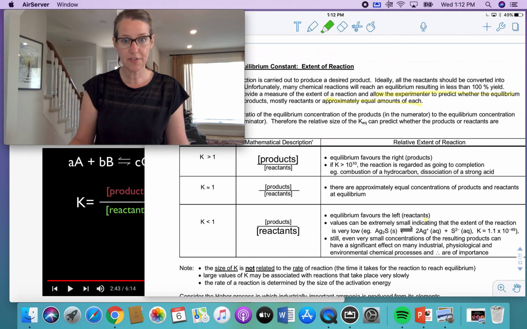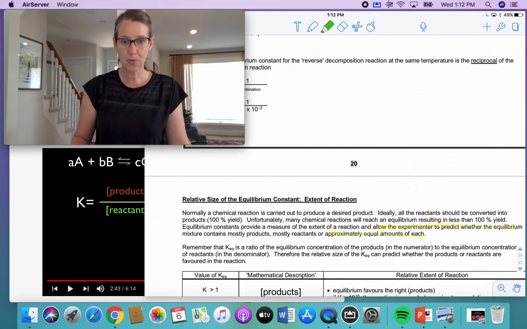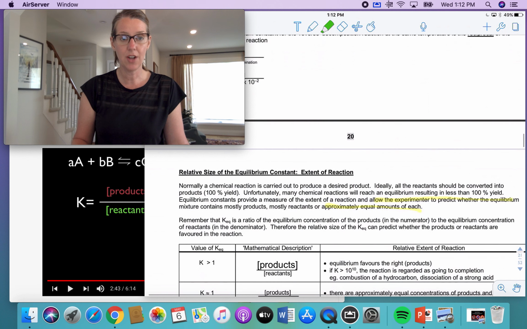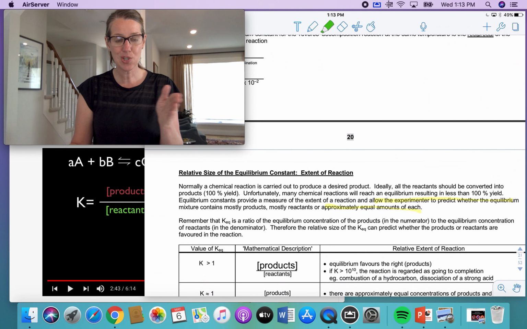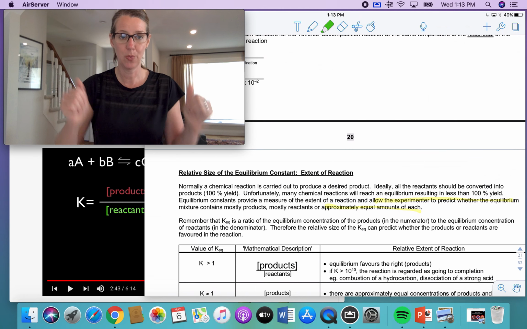I'm going to stop right here for this part, and I'm going to explain the relative size of the equilibrium constant, and that's on page 21. Pages 21 to 24 are going to be the next module, but I'm going to post both modules together in case you just want to work on it all at once.